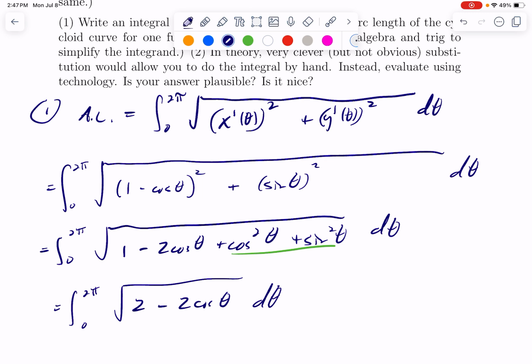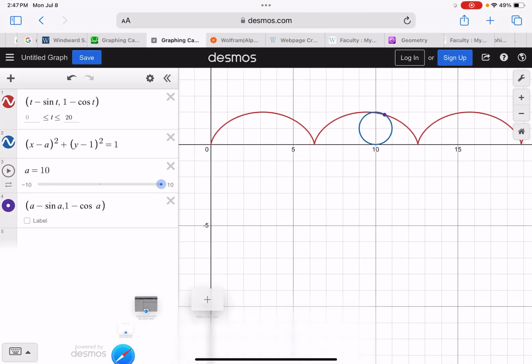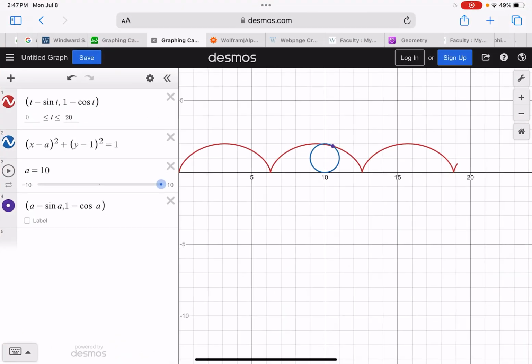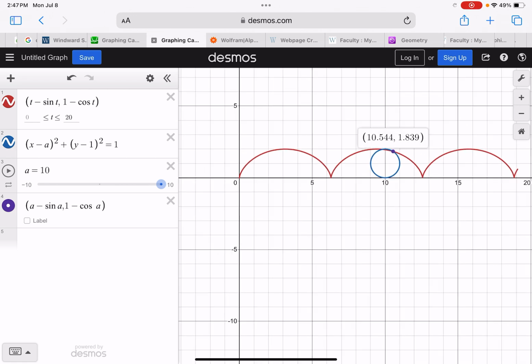Now there are very clever ways of doing this by hand. Let's not worry about that right now. And let's try to estimate this from the graph. Now before we had this circle that was spinning really, really fast. Here the circle is only spinning as it rolls.